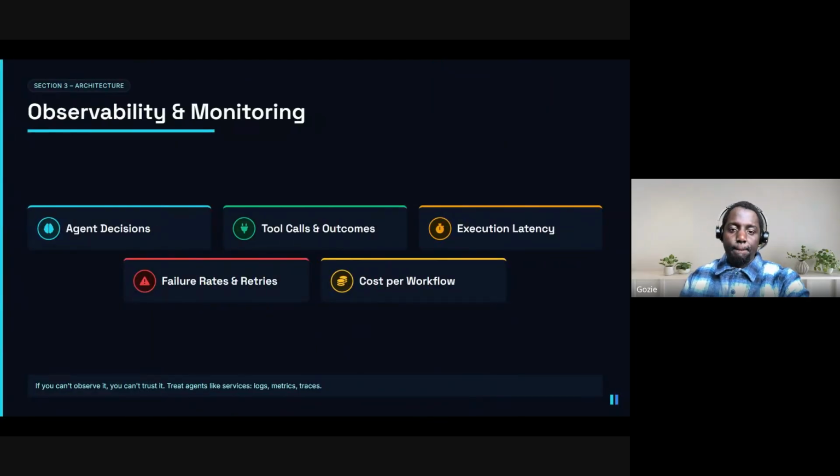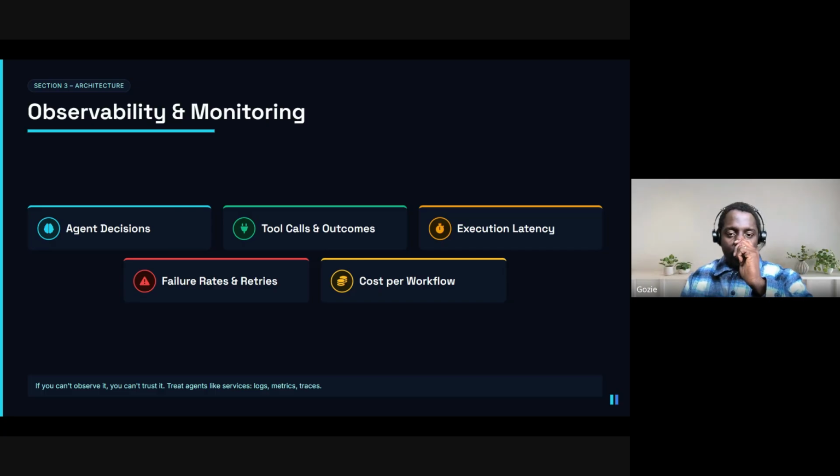Yeah, so in terms of observability and monitoring, you must monitor the areas that, in terms of agentic systems, we actually need to monitor: what decisions the agent makes. That monitoring should be there. What decision does the agent make, what tools does it call, how long does it take, where does it fail, and how much does it cost? Because if it cannot be observed, then the system cannot be trusted.